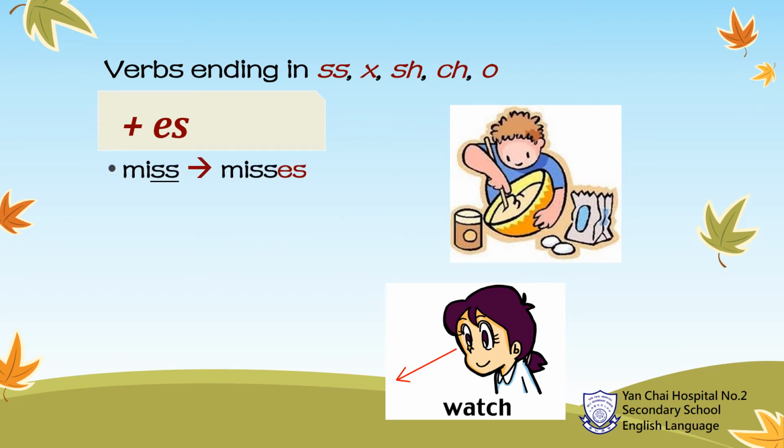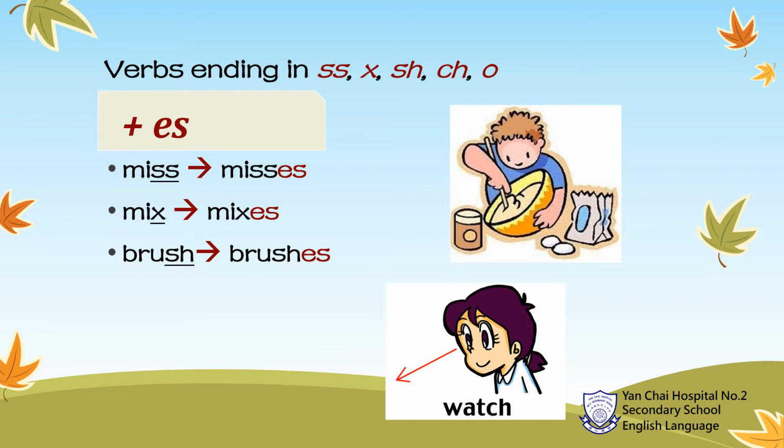For example, the word miss ends with ss, so we will add es after the word. For this word mix, it ends with x, so we will also add es after the word. For brush, it ends with sh, so we will add es. Watch, it ends with ch, so we will also add es. Last one. Do, it ends with o, so we will add es.